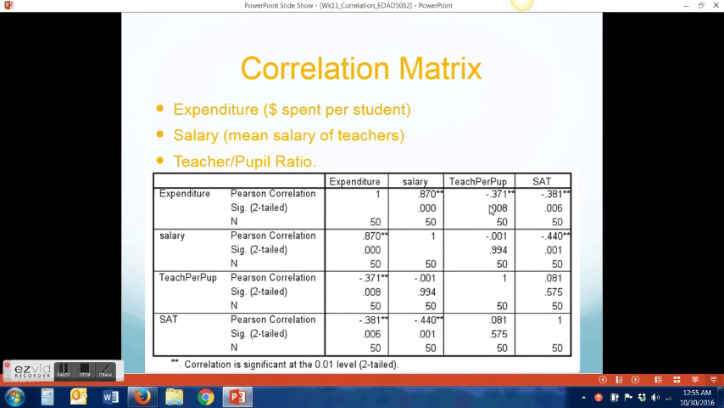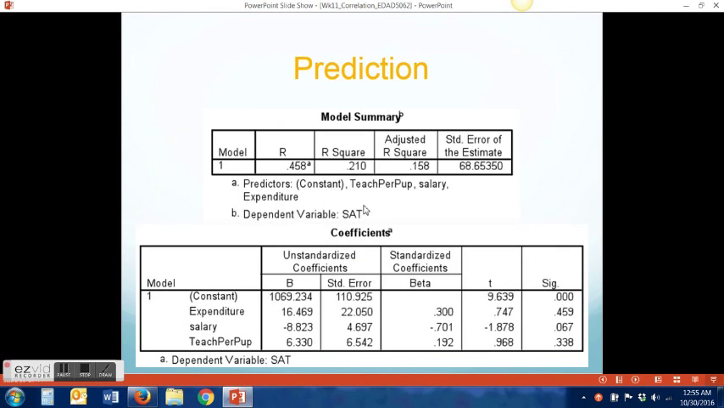So let's take a look at an example of this. Let's answer the question, does higher school spending result in lower SAT scores? Let's talk about the data here for a second. The unit of analysis of these data is one per state. So we look at, for each of the 50 states, how much is spent per student, the dollars per student, what the salaries of teachers are in each of those 50 states, and what the teacher per pupil ratio is.